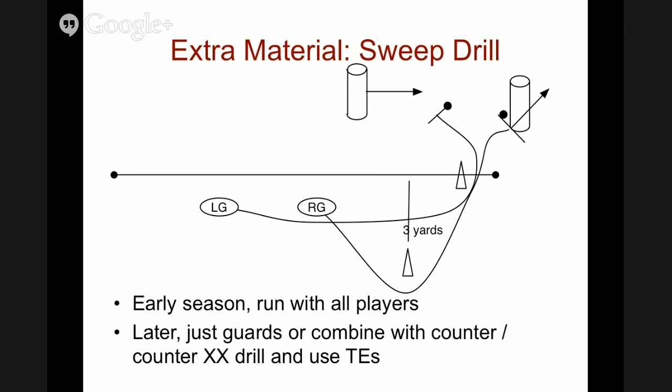If we don't block that guy in B gap on that weak side play effectively, my halfback is just not going to be effective against that lineman. So we want to make sure we clear him out. So we do a line call for that.